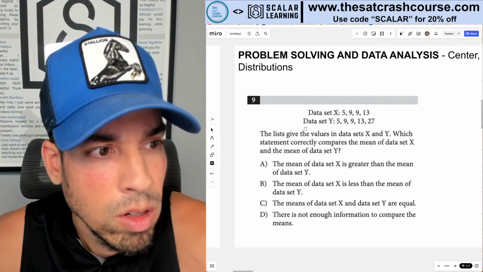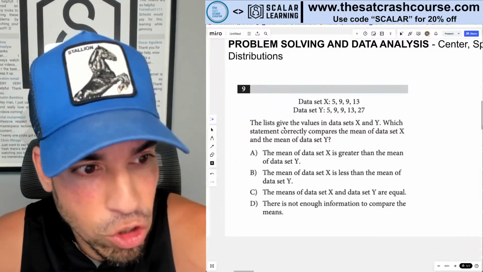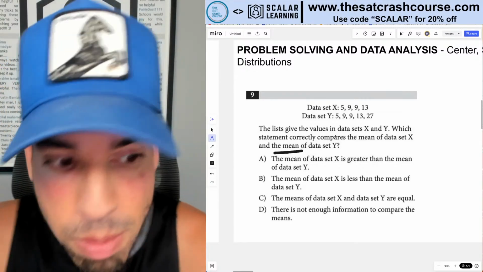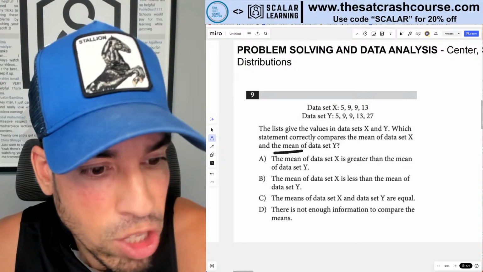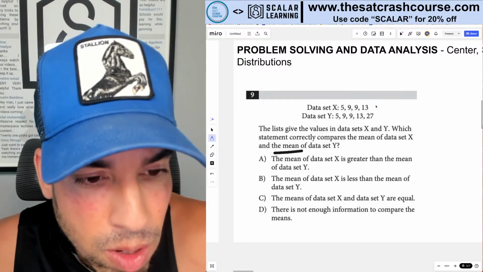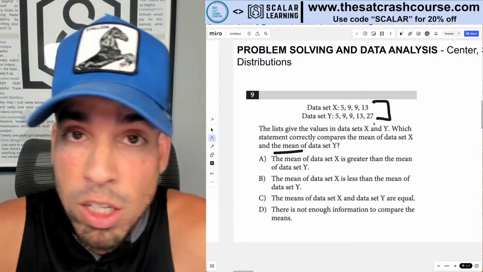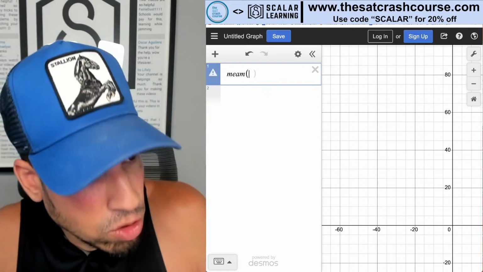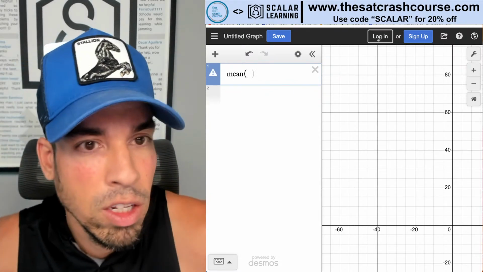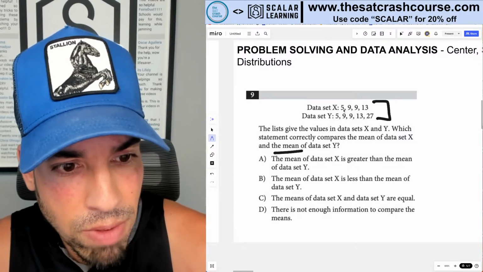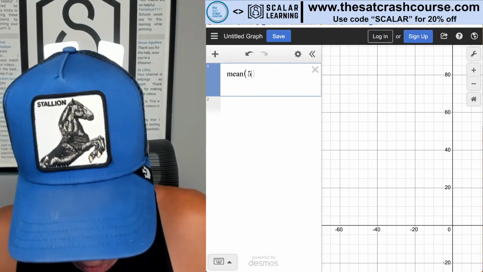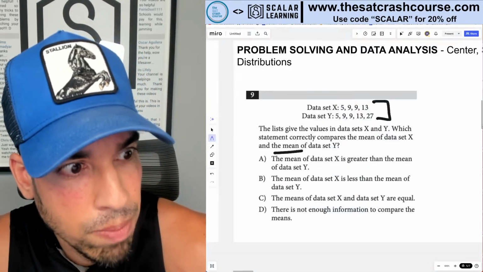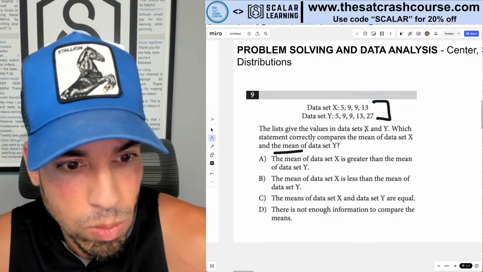Okay. Next is center, spread, and shape of distribution. This is asking about mean, but they could also ask about median. They could also ask about mode. So here they're asking about mean. Which statement correctly compares the mean of these two? Now, this is a great one for Desmos if you're not sure how to proceed, right? There's a really awesome function, literally mean. You can say mean, and then you start typing in the values, and you can calculate the mean, right? You can say 5, 9, 9, 13. So watch this. 5, 9, 9, 13. Okay? And it gives us a nice mean of 9. Great. And then I could do the same thing here with these values.